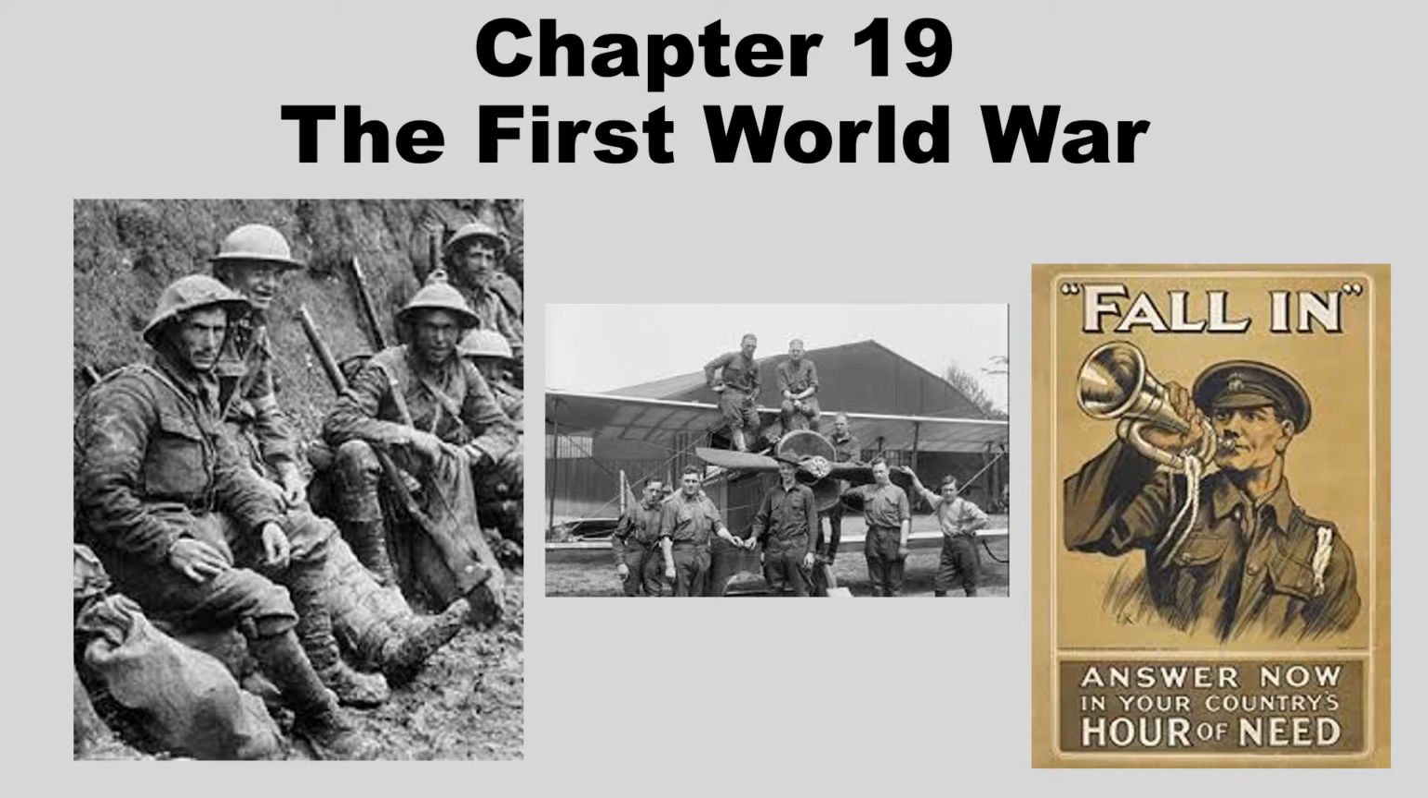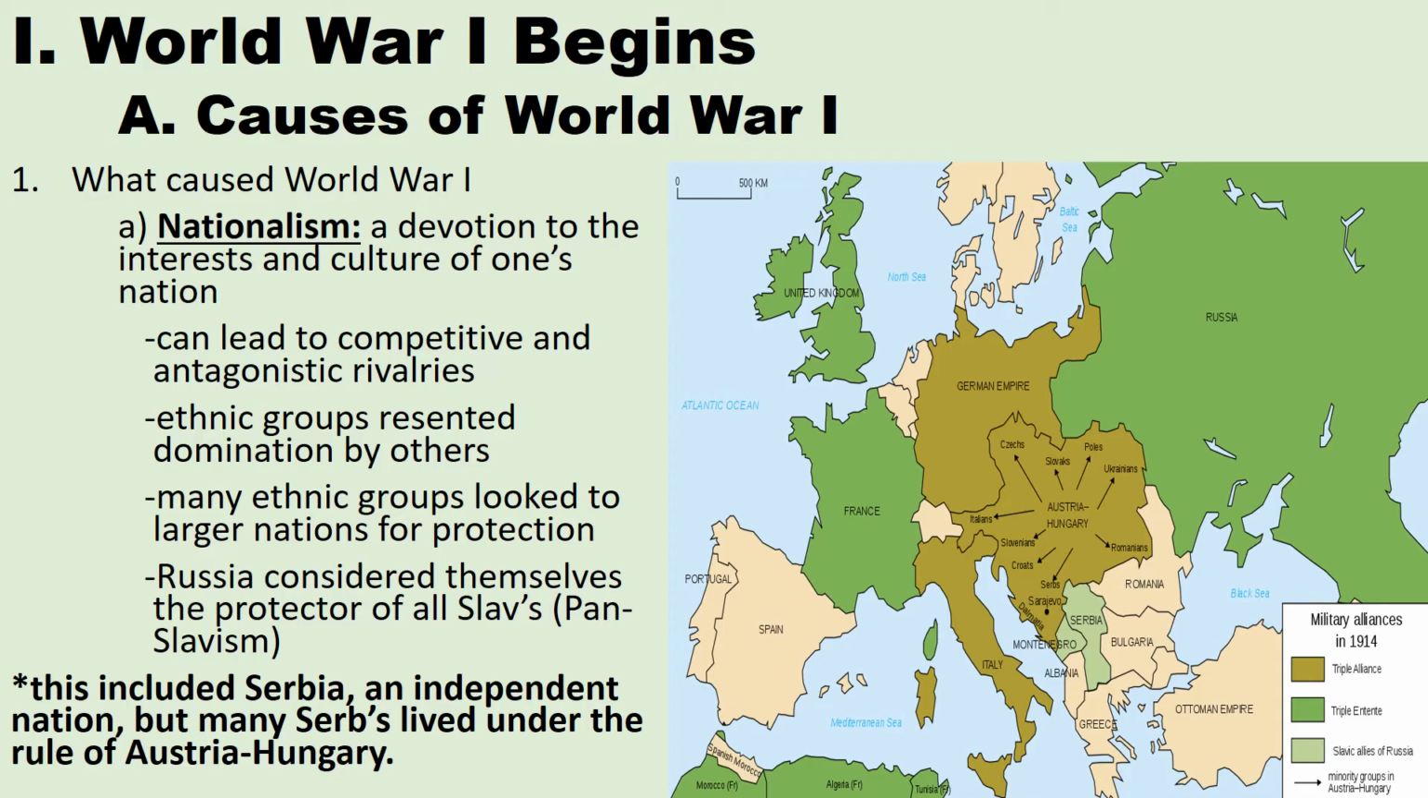Historians generally cite four long-term causes of the First World War, and those four causes are what we're going to be focusing on in today's lesson. By the end of this lesson, you should be able to identify the long-term causes and the immediate circumstances that actually led to World War I. So let's take a look at those causes of World War I.